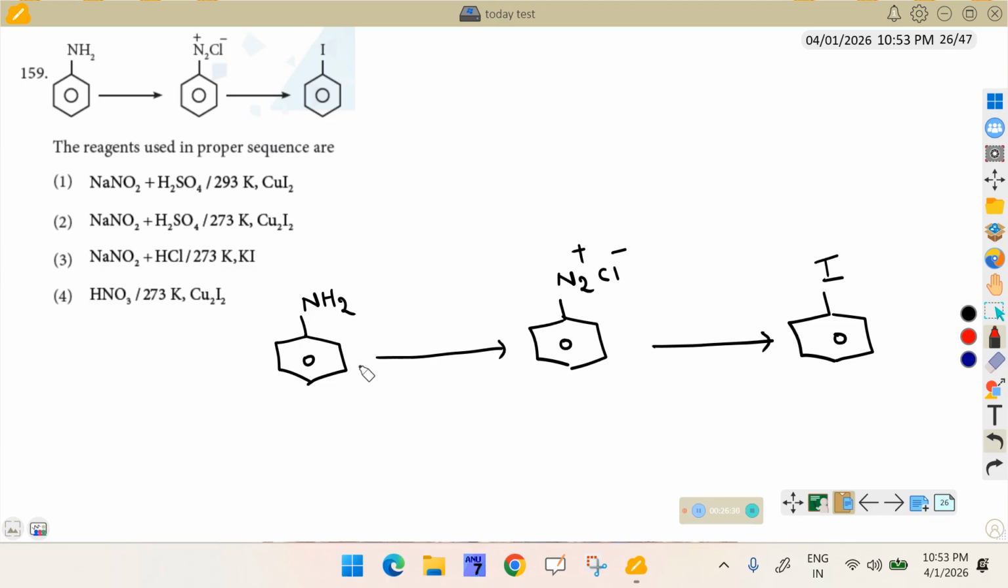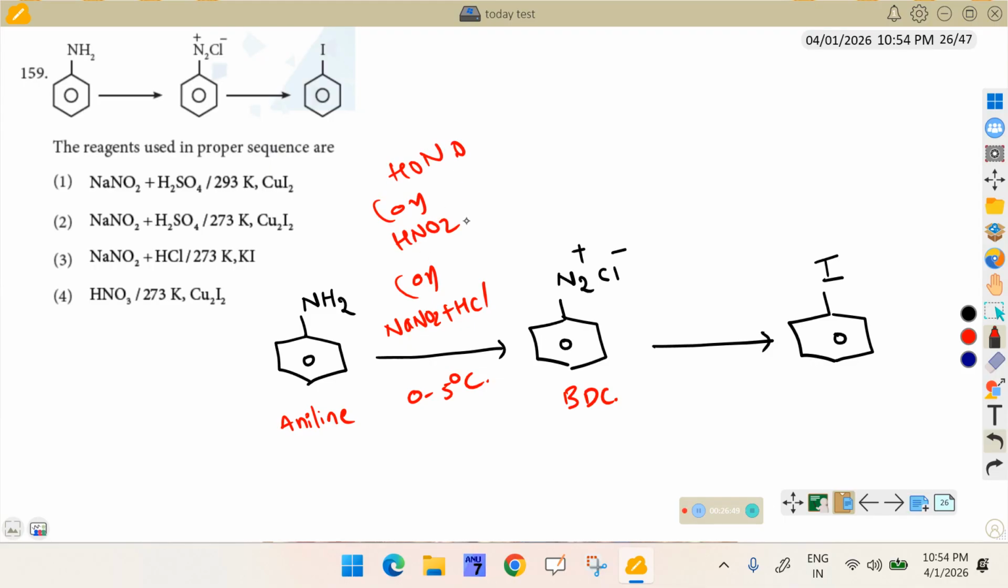Aniline converted to BDC. Aniline converted to BDC, use NaNO2 plus HCl at 0 to 5 degrees Celsius, or it can be given as HNO2 or HONO. After that, BDC converted to iodobenzene, use KI. Third option, correct option.